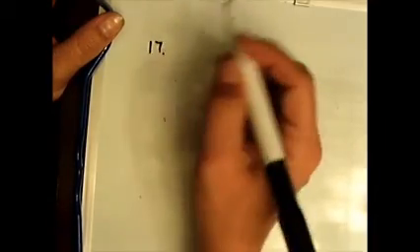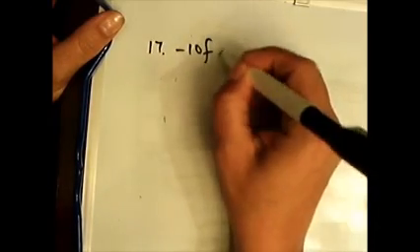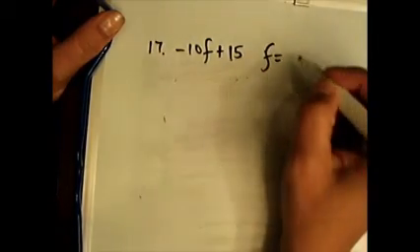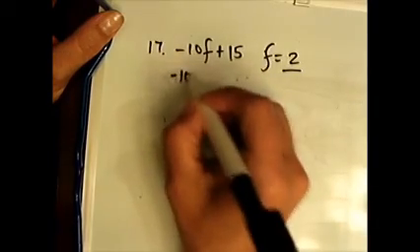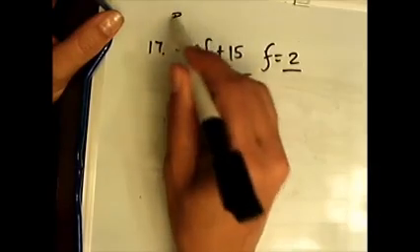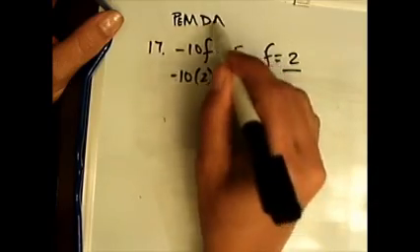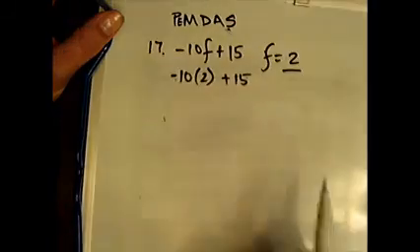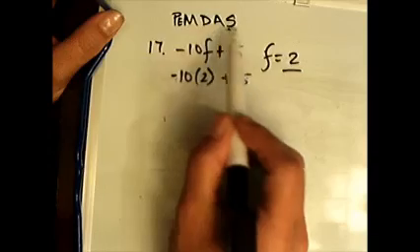Number 17 says negative 10f plus 15. And that's when f equals 2. So that means you take this 2 and put it everywhere you see an f. So negative 10 times 2 plus 15. And remember your PEMDAS. Sorry, forgot the E. Oh, I'm not good at writing. PEMDAS, remember your PEMDAS. Parentheses, exponent, multiplication, division, addition, subtraction.